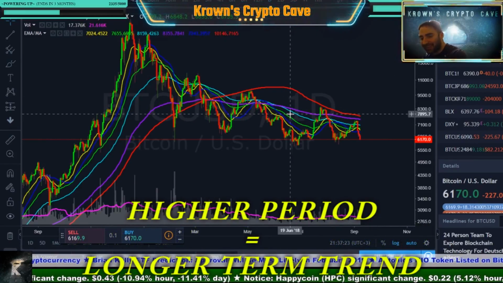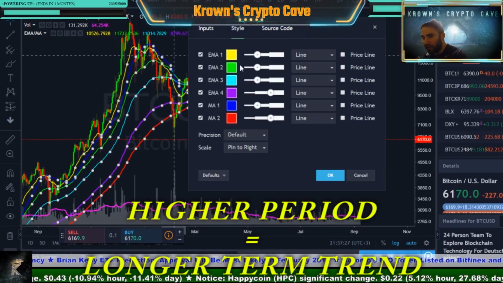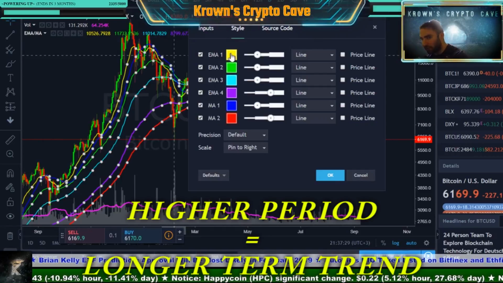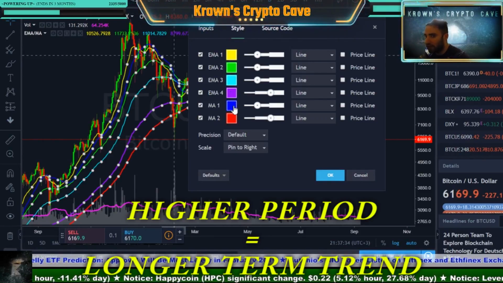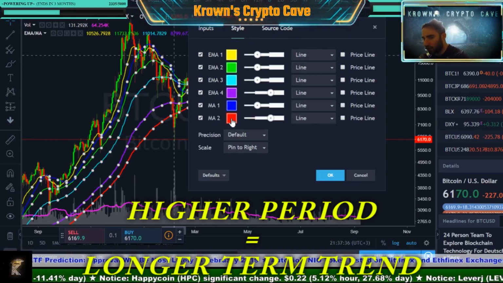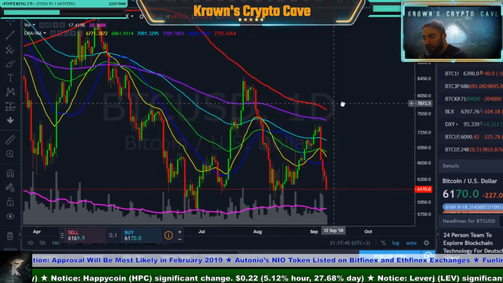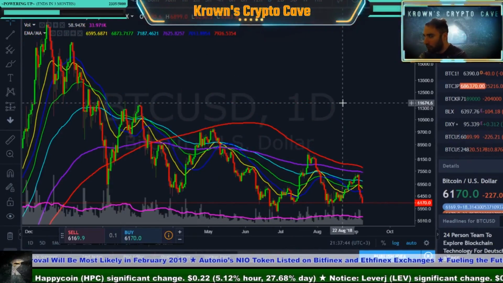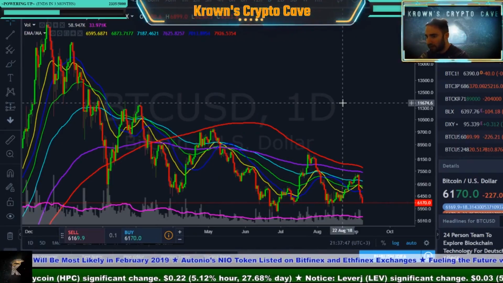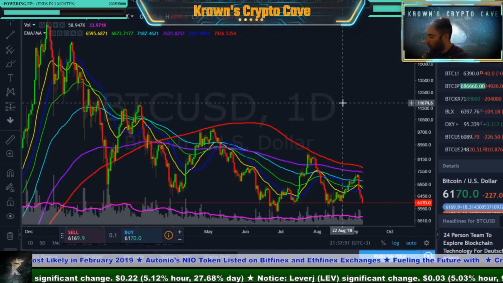Anyways. So as you can see, I should also show that they all correspond with a similar color. My first 21 exponential is a yellow, green 55, cyan 100, purple 200, blue is the 30 simple, and red is the 200 simple. And as you can see over here, it's actually telling you plenty about price action. Now, again, for the purposes of this video being an introductory video, it is not necessarily important to know all the little tricks and ways to use them from this video.